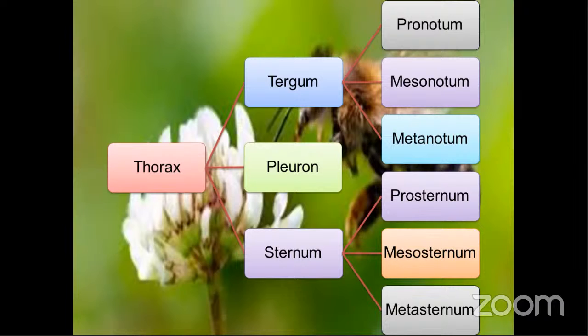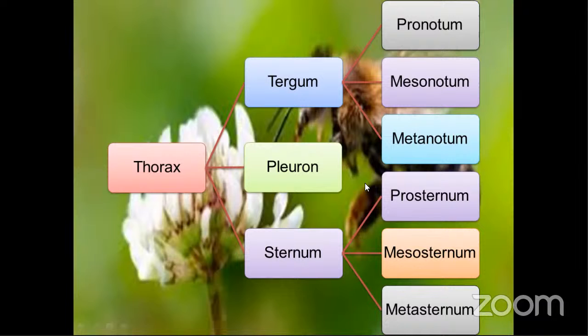Like that only, pleuron. If the pleuron is present in the prothorax, we call it a propleuron. If it is present in the mesothorax, we call it mesopleuron. If it is present in the metathorax, we call it metapleuron. Like that, prosternum in the prothorax, mesosternum in the mesothorax, metasternum in the metathorax.